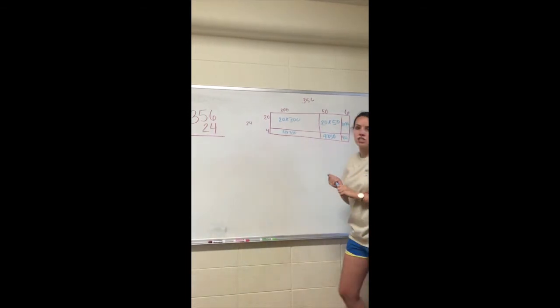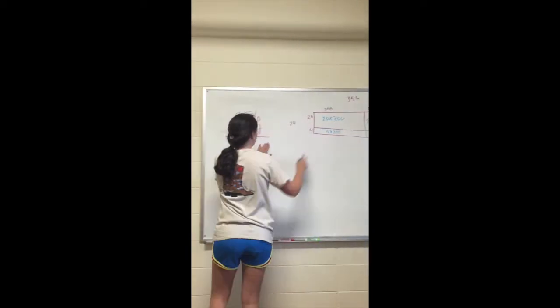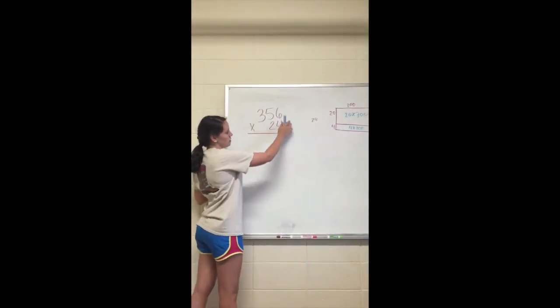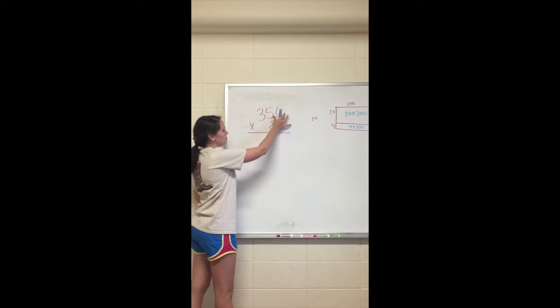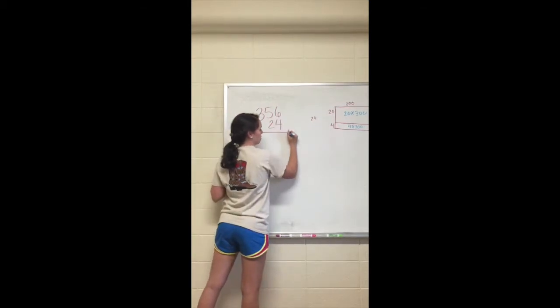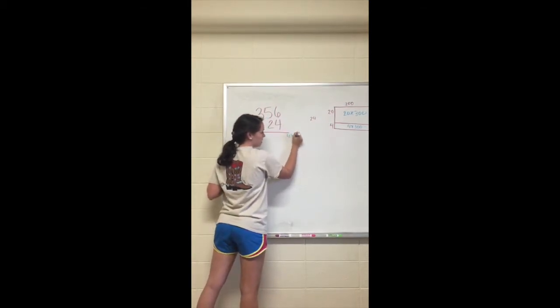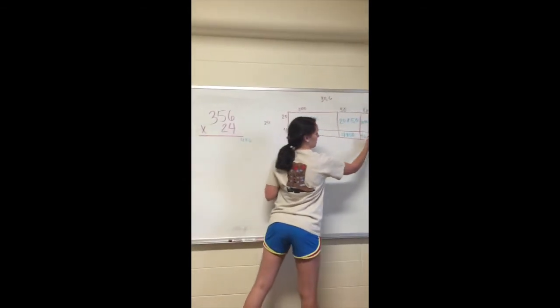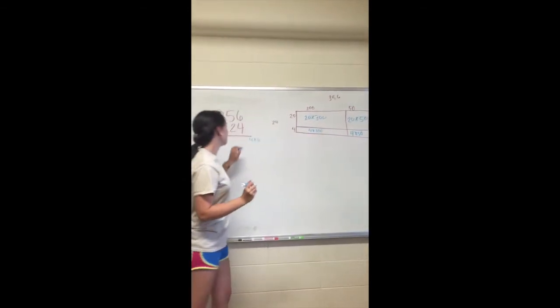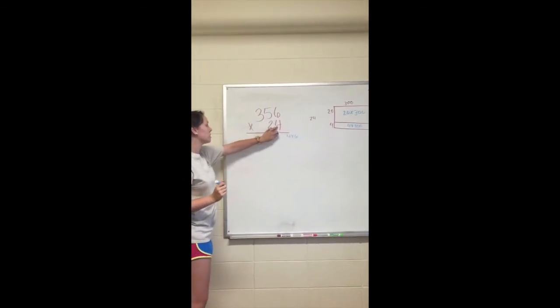So now that we have each section of our array filled out, we can come over here. This number right here, we're going to multiply 4 times 6. So that's 4 times 6. And that represents this little square of the array. So we have this one. The next number we're going to move to is 4 times 50.